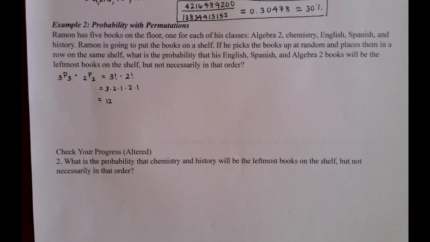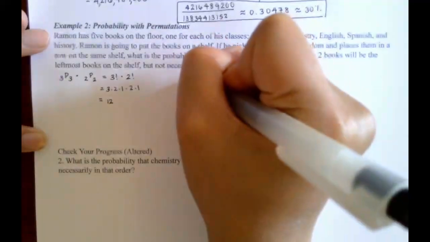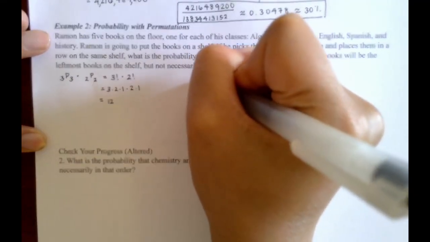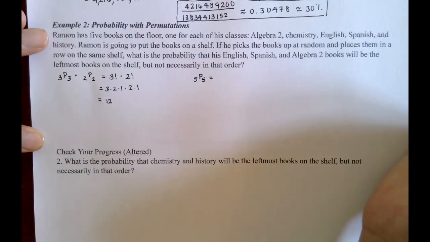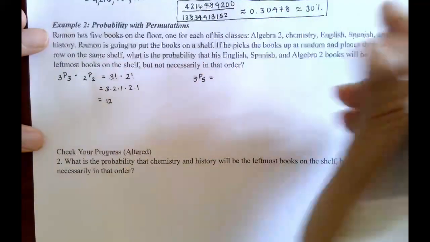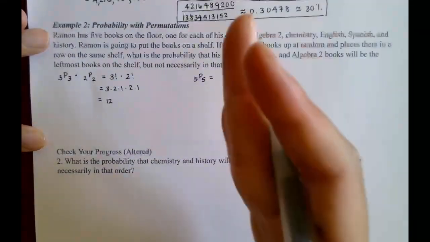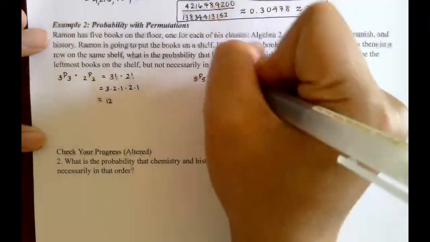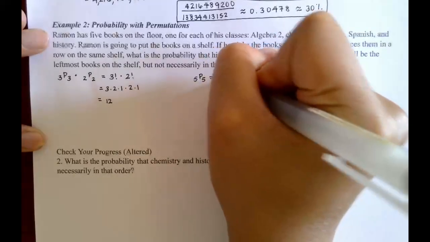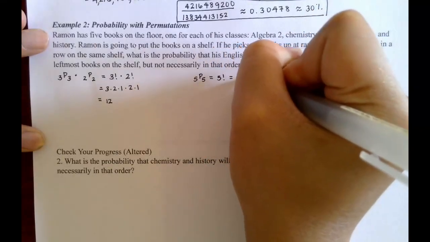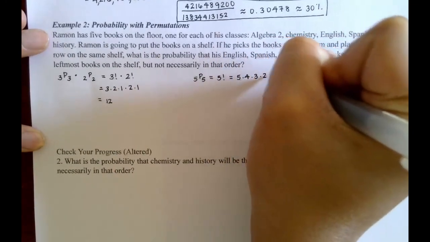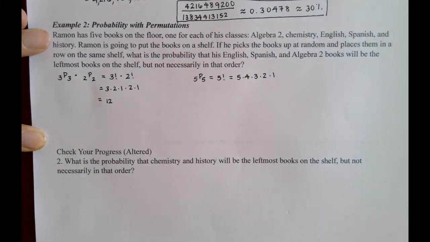Okay, so then we want to find the total number of possible 5 book arrangements. Okay. So here, possible is 5, and we're picking all 5, right? And the order here matters, right? Because we want English, Spanish, Algebra 2. We're hoping it's in the front. So here our order matters again. So this will be 5 factorial, which is 5 times 4 times 3 times 2 times 1, which is 120.